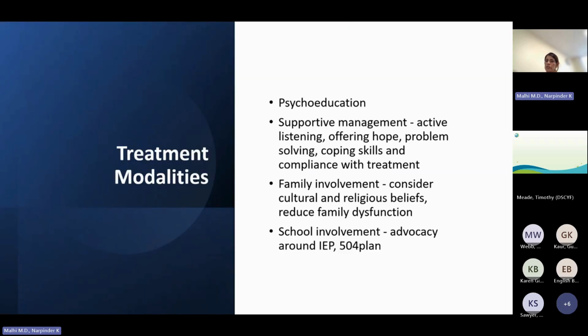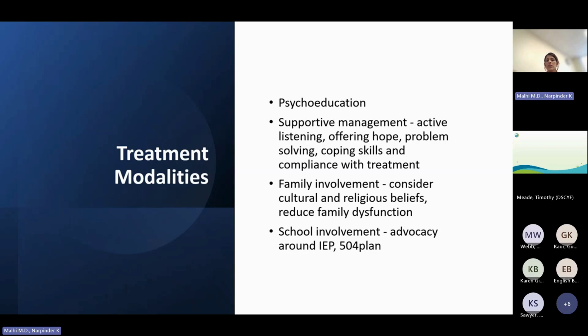So coming down to the treatment modalities, education is certainly very important for the parents to stay engaged and to also give them some hope that we can treat these symptoms, but it will require consistency in their treatment plan. Supportive management is active listening, offering hope, problem solving, coping skills, and providing all the support they need, either with the school, or by giving them resources, or in some cases with a safety assessment.